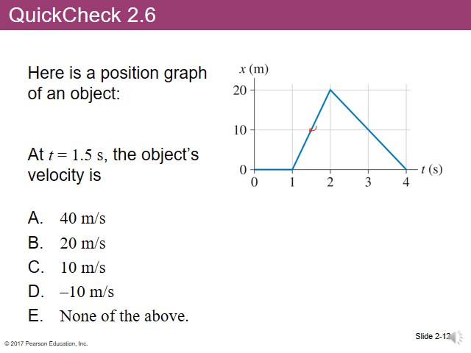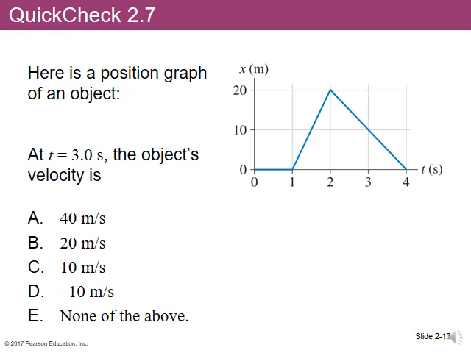1.5 seconds is right here. So when it's asking you for the velocity at that point, you need to know what is the slope of this line. Right? So to find the slope of that line, we would say it's 20 meters minus 0 divided by 2 seconds minus 1 second, which gives you 20 meters per second.